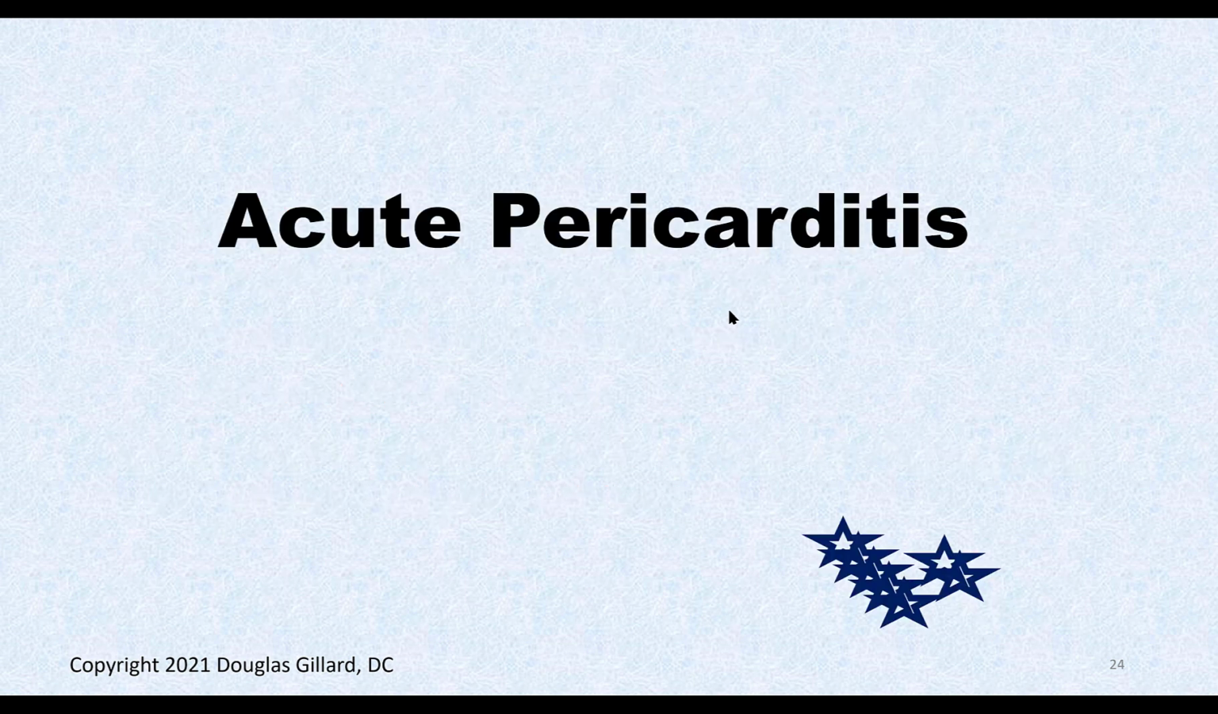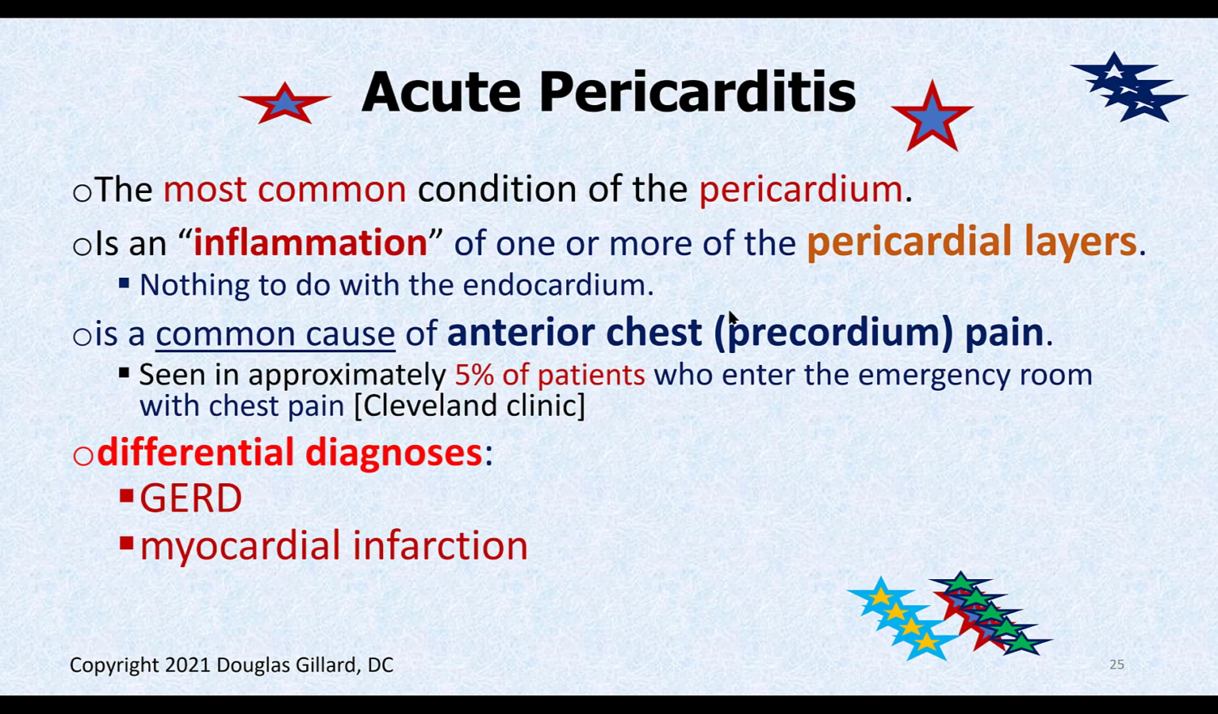And there's a couple different flavors of pericarditis we need to talk about. There's acute pericarditis. That is the most common condition of the pericardium, and as the word itis means inflammation, that means that it's an inflammation of the pericardium, maybe all 3 layers, maybe 2 layers. And it's a problem because it can present just like a heart attack. It causes anterior chest pain or precordial pain. It's seen in about 5% of people who enter the emergency room.